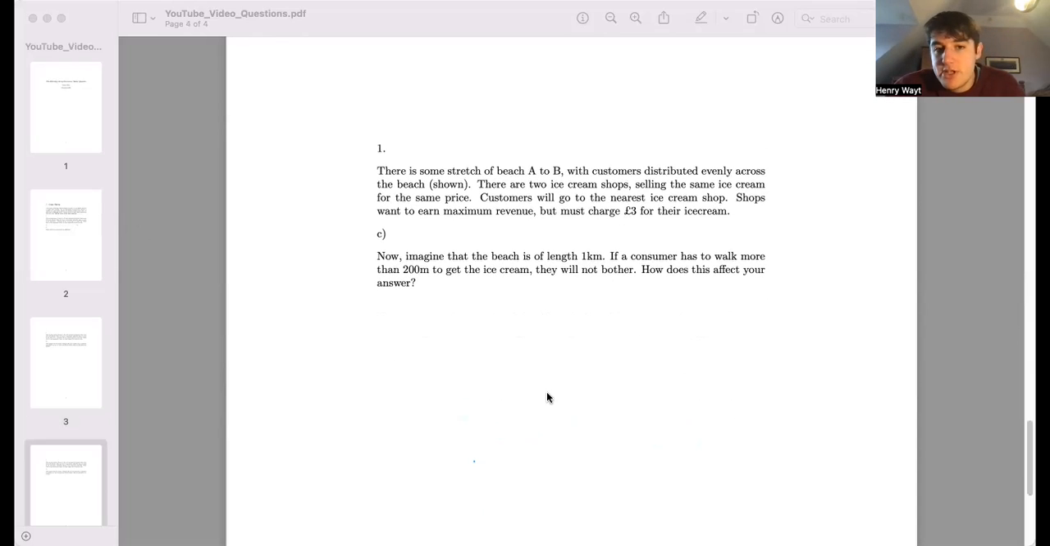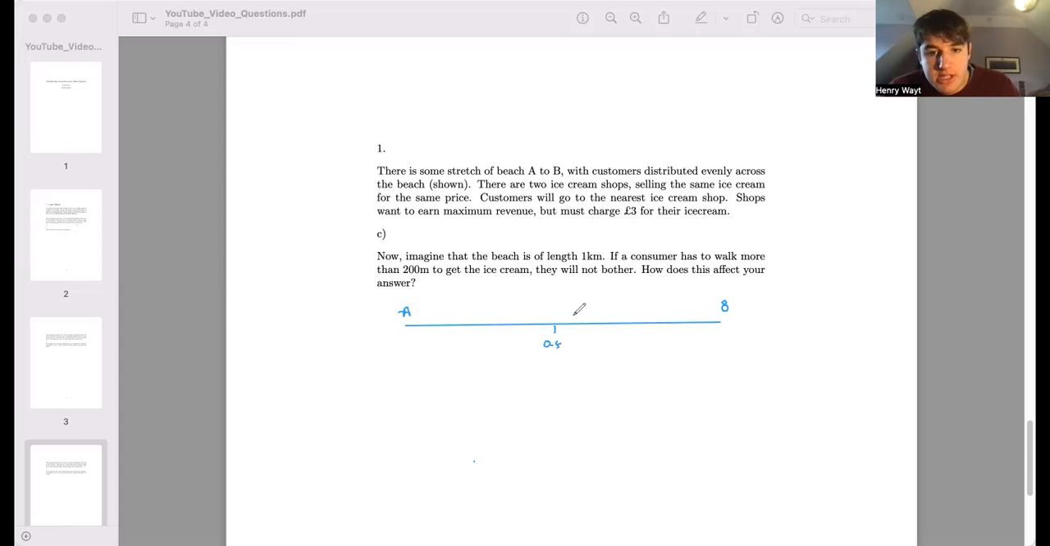All right, so now imagine that the beach is of length 1 kilometer. But if the consumer has to walk more than 200 meters to get the ice cream, they won't bother. So it's similar to question B, but just the distance is slightly smaller. Let me just draw a line. This is again the line A, B. And now let's consider again them locating at 0.5, 0.5.